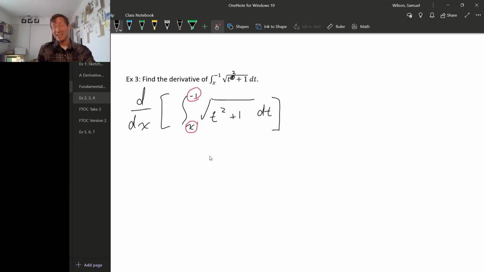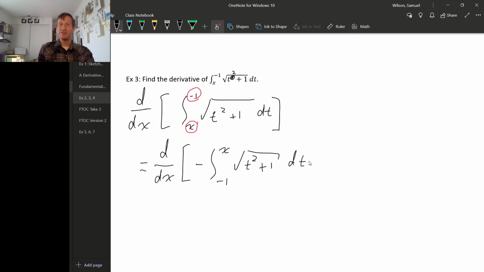So here we would like to switch the bounds, so let's do it. Before we calculate this derivative, we're going to adjust the stuff inside. We're going to switch the bounds and also put a minus sign on the square root of t squared plus 1. Okay, so now the function we're taking the derivative of is the same, we're just writing it differently for our own purposes. All right, so now we can calculate a derivative.